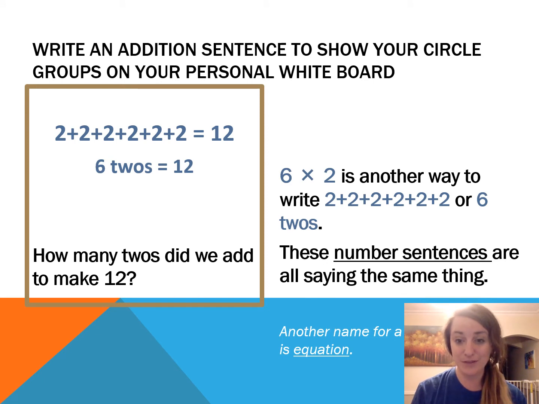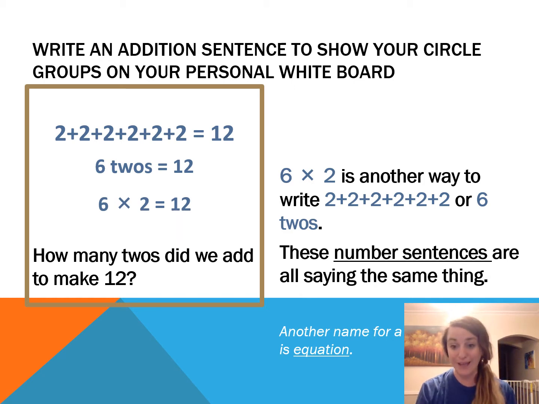6 times 2 is another way to write 2 plus 2 plus 2 plus 2 plus 2 plus 2, or 6 2's. Those number sentences are all saying the same thing. Another name for this number sentence is an equation. So if we wanted to write this in a faster way, I would write 6 times 2 equals 12.